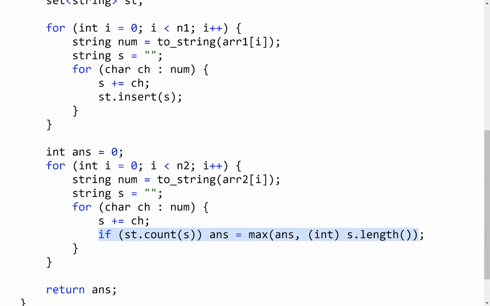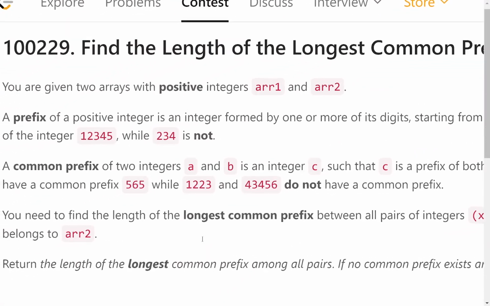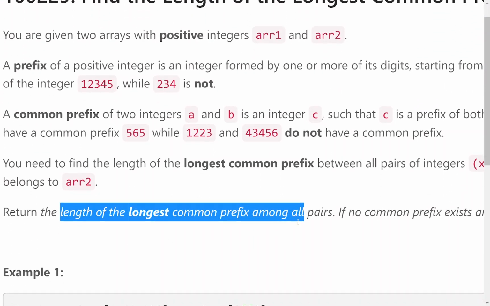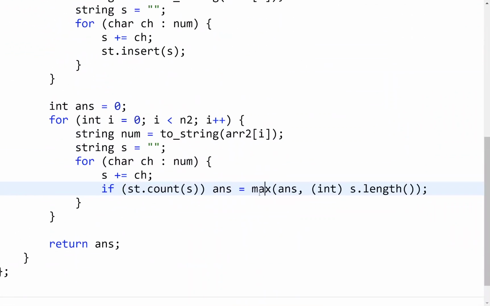Instead of adding, I have been checking if this prefix is coming up in the set. In that case, your answer should be the length of the longest common prefix. So you will just say your answer is equal to the maximum of answer and s dot length, and I'm type converting it to int because the type it returns is not an integer by default. If you don't write this int, then you will get some error while using the max function.